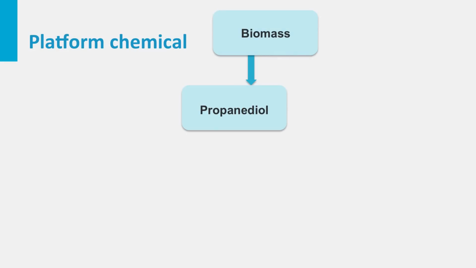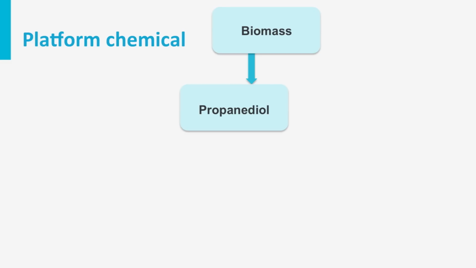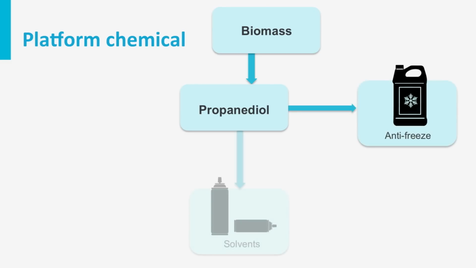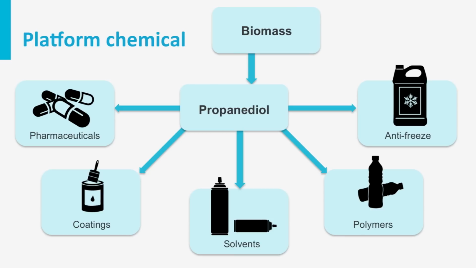The propanediol is produced by microorganisms using sugars from biomass. The propanediol is not always the final product. It's what we call a platform chemical, because it's an intermediate molecule applicable for many purposes. As such, propanediol can be used as a solvent or as antifreeze agent. But as building block, it can find application on a much larger scale in the pharmaceutical and plastics industries. That is why 1,3-propanediol can be denoted as a platform chemical.